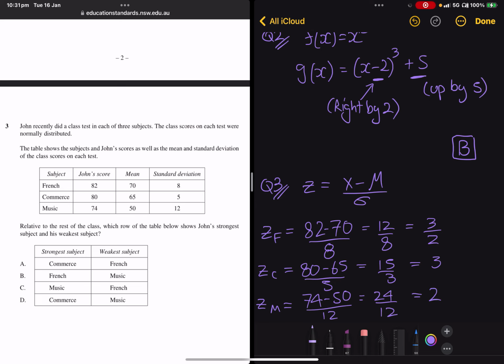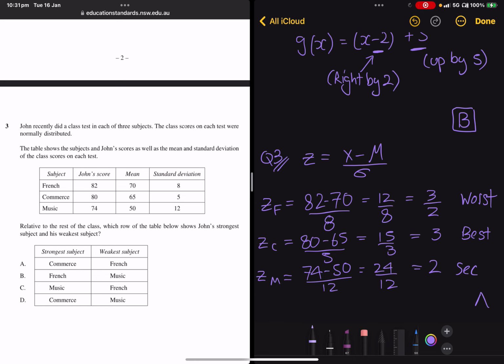This is 2. So actually commerce is his best. Then music is his second. And then French is actually his worst in this case. So the question asks us which was his strongest and which was his weakest. Well, his strongest was commerce and his worst was French. So the answer must be A in this case.